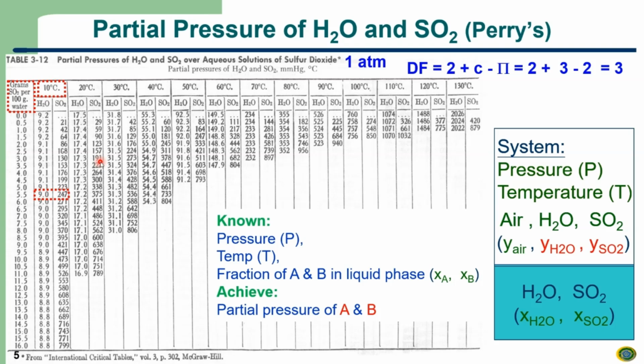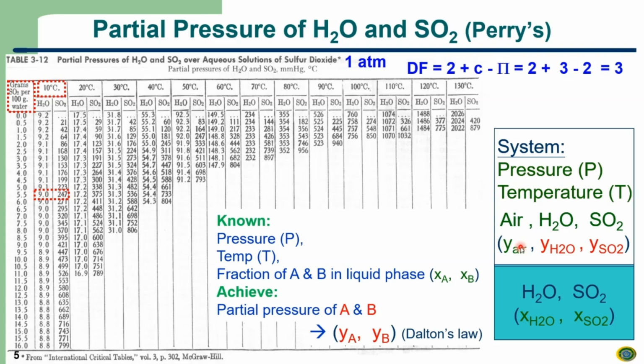Okay, so for example, if I give you 5.5 and 10 Celsius, the partial pressure of the water in gas phase will be 9 millimeter mercury, right? And then sulfur dioxide will be 247 millimeter mercury. So you will immediately realize the partial pressure of A and B, right? So here is the partial pressure of A and B.